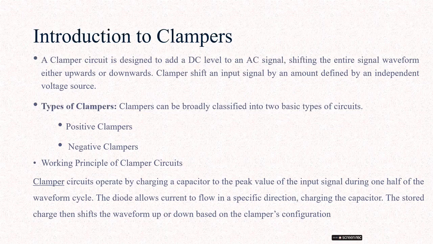The main principle of clamper circuits is that they operate by charging a capacitor to the peak value of the input signal during one of the half cycles, and the diode allows the current to flow in a specific direction. The capacitor charges and stores the charge, then shifts the waveform upward or downward based on the clamper configuration, whether it is a positive or negative clamper circuit.